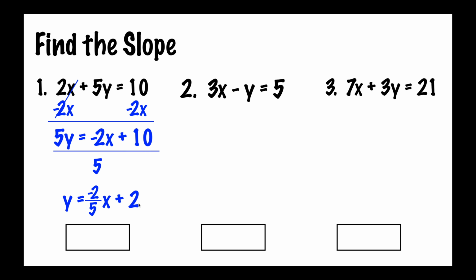Now, once it's in slope-intercept form, it's pretty easy to identify what the slope is. That's going to be the value that ends up in front of the x. So we get a slope here of negative 2/5. We'll do the same thing for number 2.